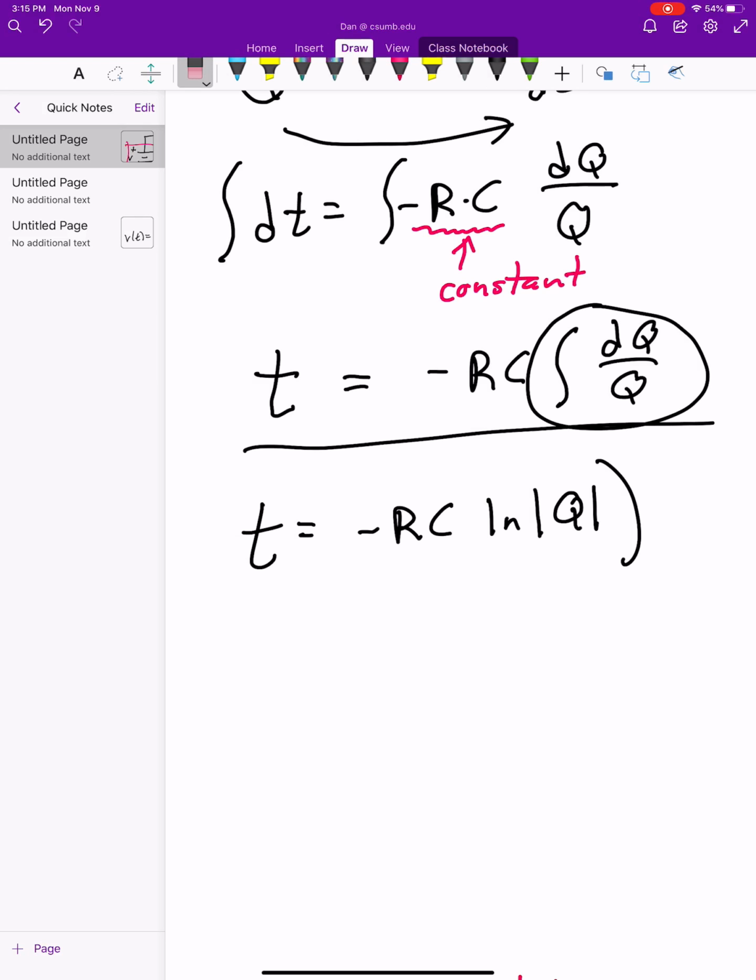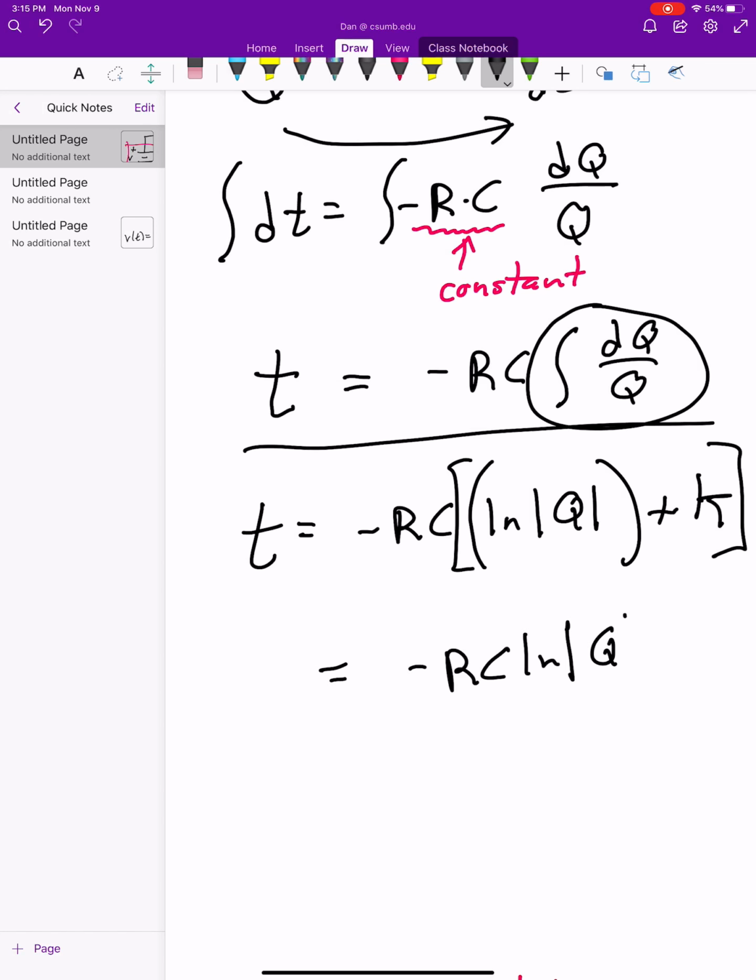Clean that up. I'm going to say plus a constant k. I could argue that it's like this, but since it's just some arbitrary constant, whether it's multiplied by RC or not doesn't really matter in this case. So I'm going to just say minus RC ln times the absolute value of q plus some constant k. What I'm going to then do is divide both sides by minus RC.